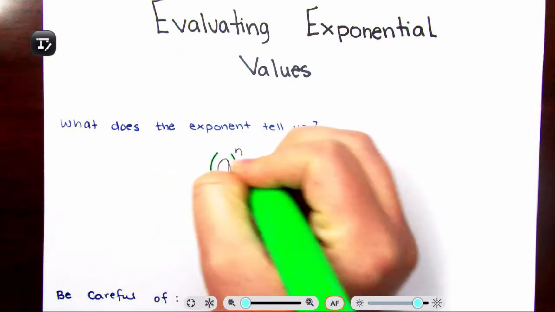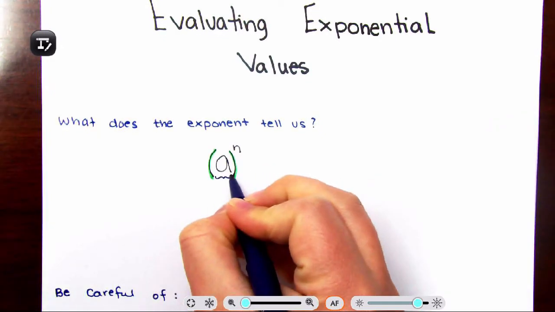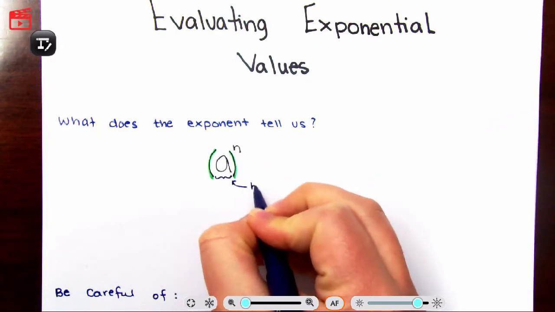Now, mathematicians, if you're in my class, you already know this. Mathematicians are lazy, so we don't typically like to write that a in a bubble or that number in a bubble, but that bubble does exist. And what that tells us is that this right here is called the base.